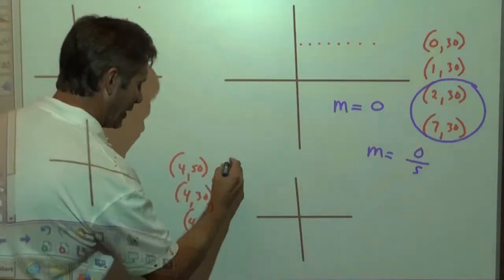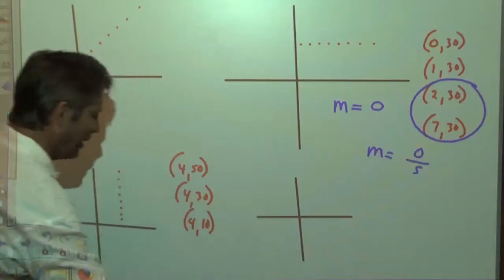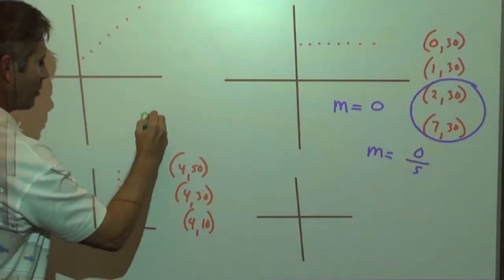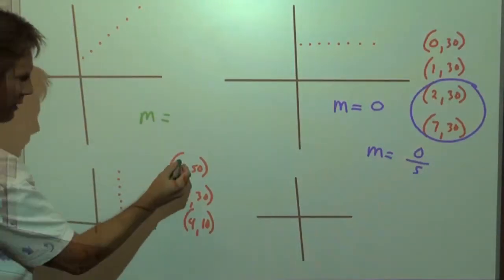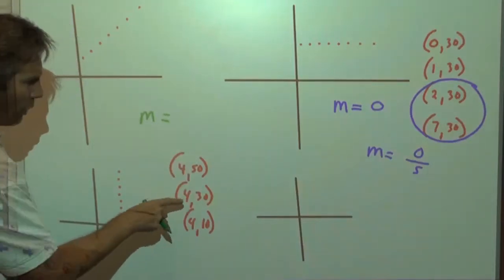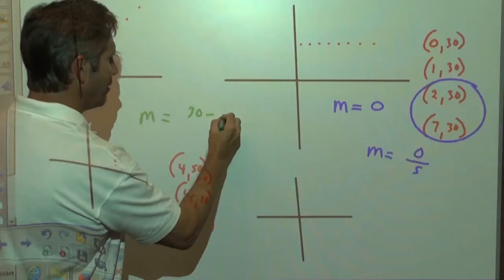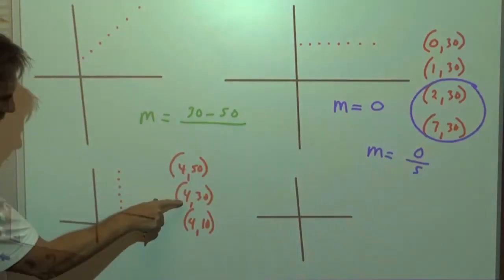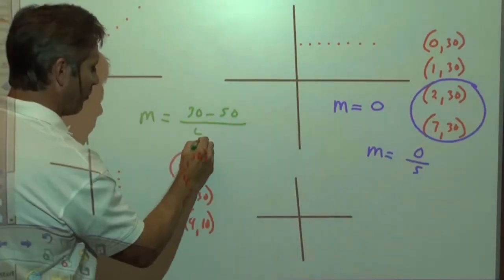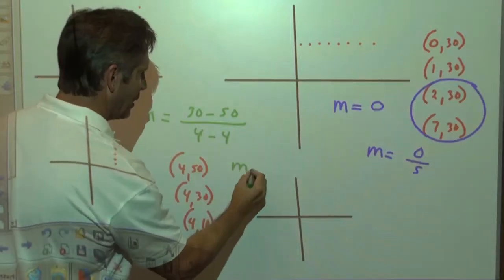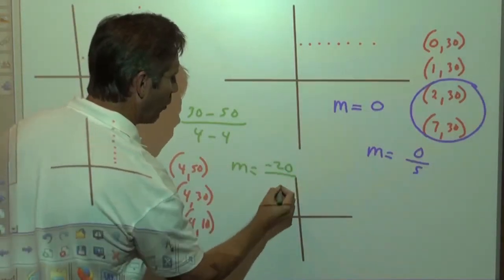And the other way to think about that, and the last way I'll leave you with, is right here. If you try to calculate this slope, look what happens. Let's take any 2 points. Take these two guys. The change in y, there's the second y minus the first y. So that's 30 minus 50 divided by the second x minus the first x. That's 4 minus 4. Ha! Look what happens. We get negative 20 over 0.